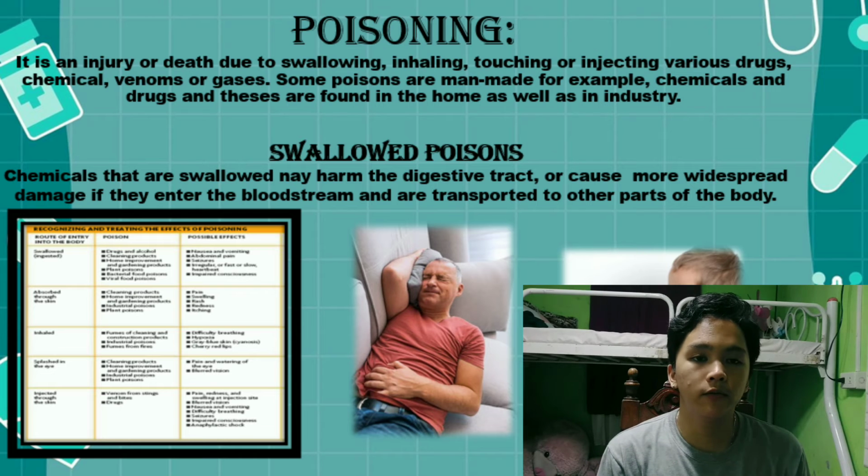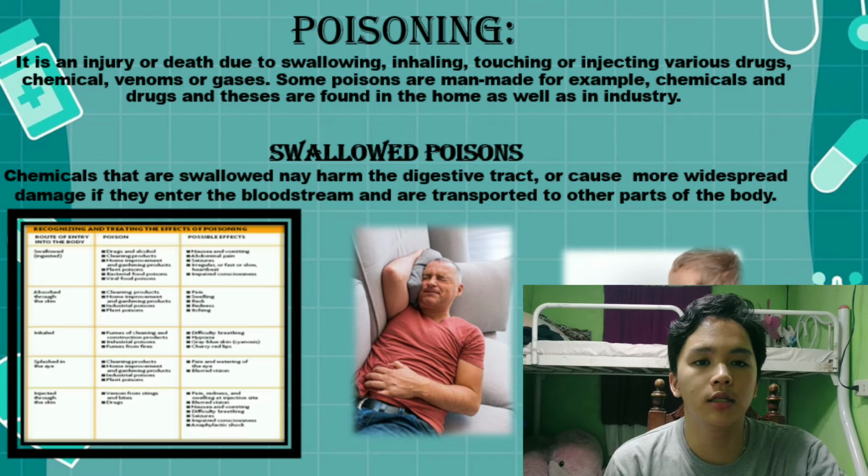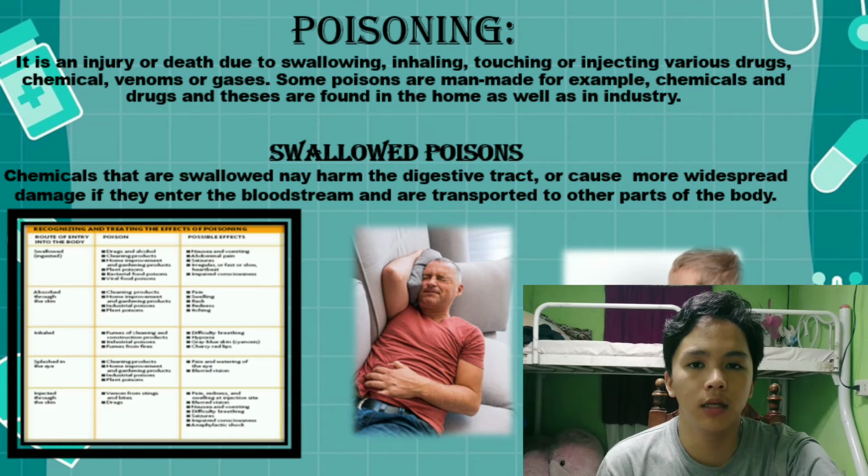So I am Estuaria and Kenette and our next topic is all about poisoning. So poisoning is any illnesses that is caused by exposure on some pwedeng bacteria or viruses, but mostly sa toxic. So may poisoning na man-made na nakukuha natin sa drugs, sa chemicals na pwedeng makita natin sa bahay, or if intentional yung poisoning. Meron din naman na poison na nag-occur sa nature.